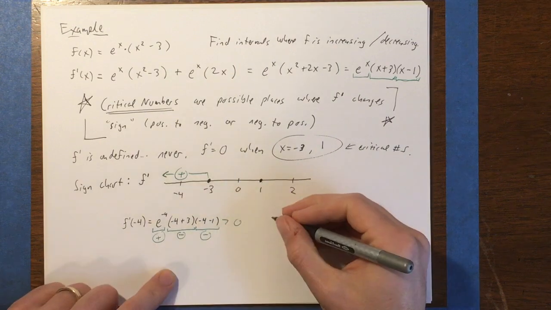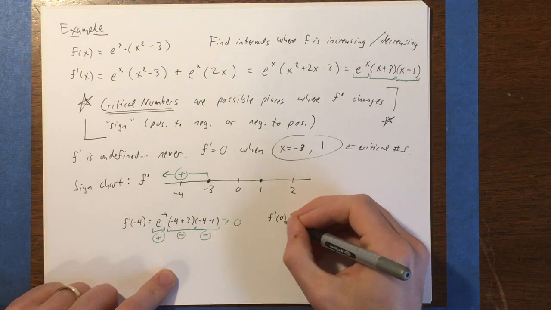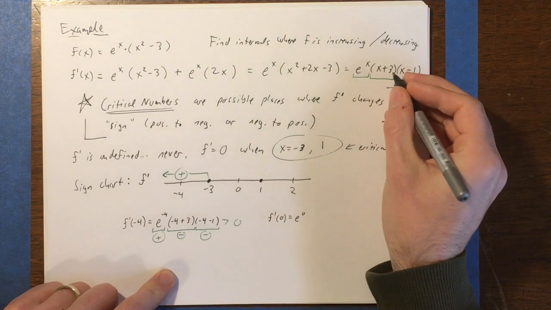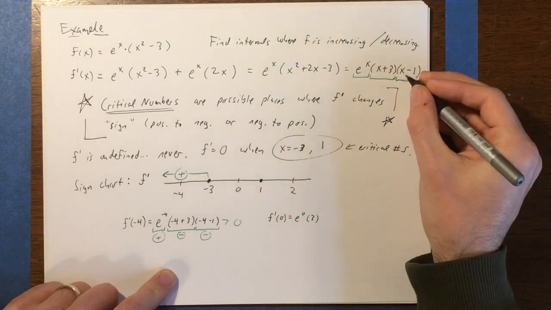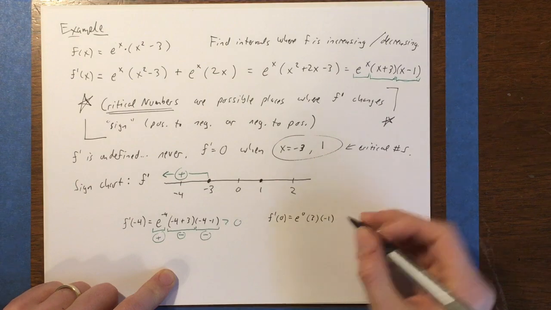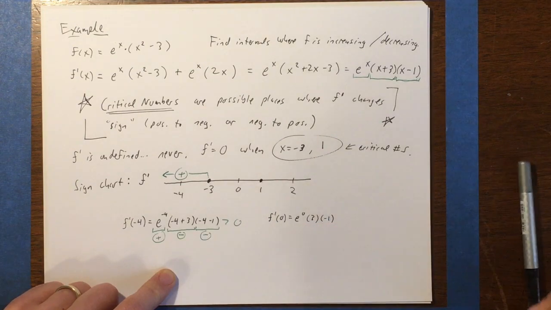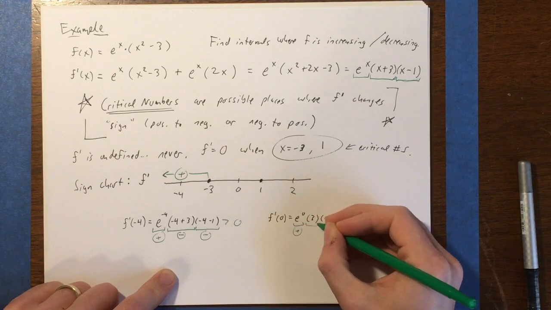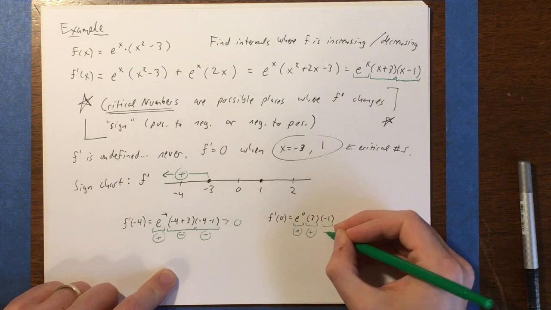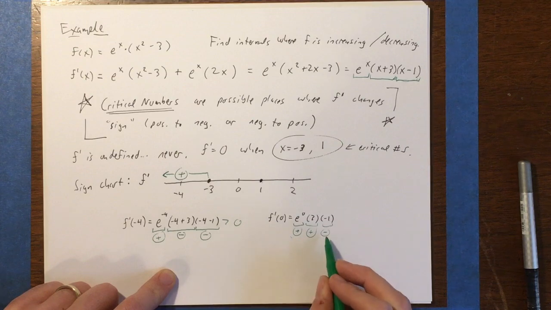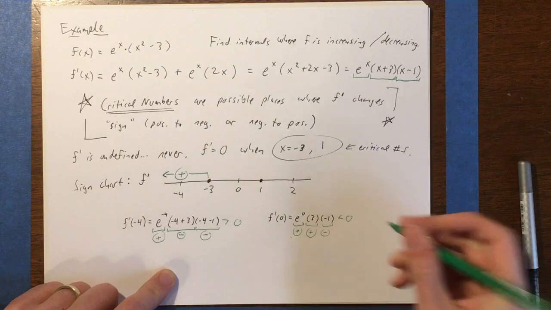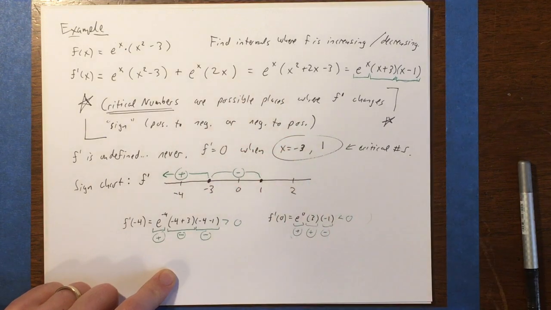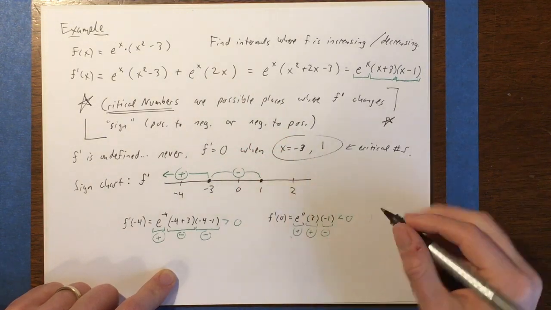Now we do f prime of 0. For f prime of 0, we're going to get e to the 0 times 0 plus 3, which is just 3, times 0 minus 1, which is -1. And e to the 0 is equal to +1, so it's positive. 3 is positive, and -1 is negative. So overall, with 2 positives and a negative, this is going to be negative, less than 0. So negative at 0, and therefore negative on the interval that 0 was representing.